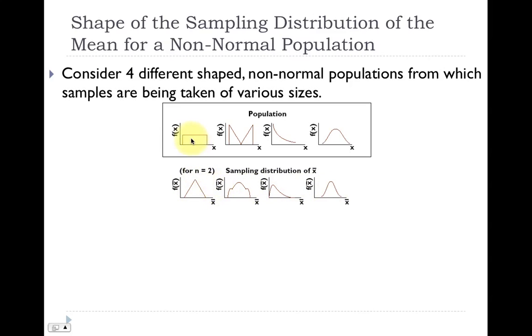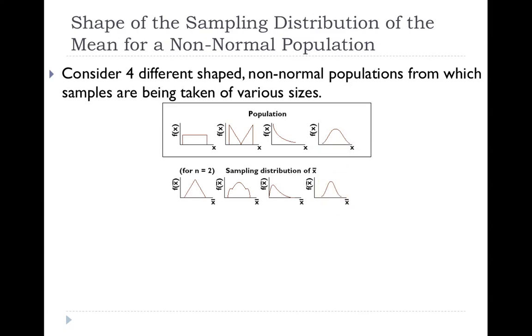So when samples of size 2 are taken from the uniform distribution, the resulting sampling distribution looks like this triangle. It takes on an appearance that is symmetrical, almost like a curve. The reverse J shape takes on something that looks skewed right. The normal distribution, when you take samples of size 2, creates a sampling distribution that is also normal, bell-shaped.